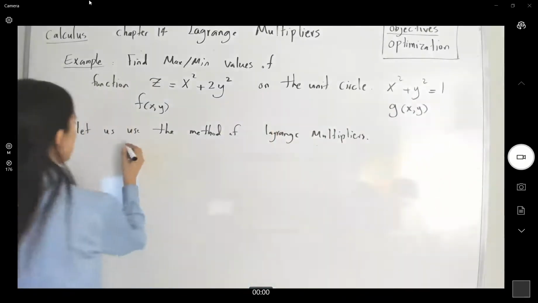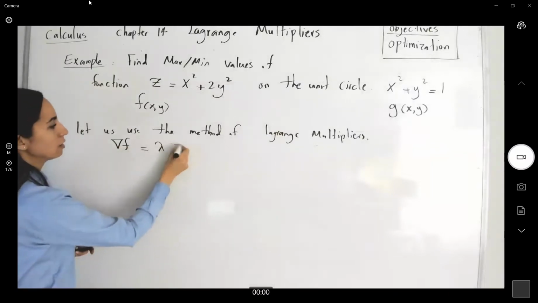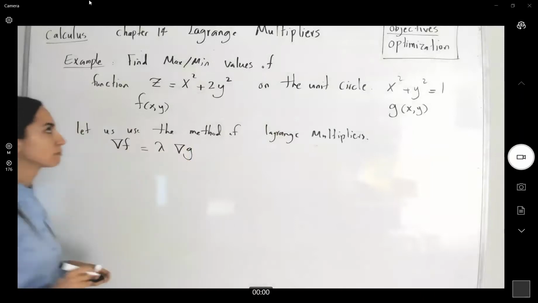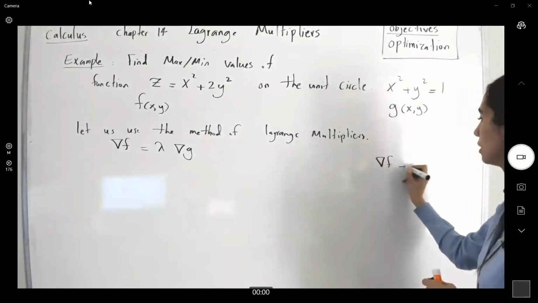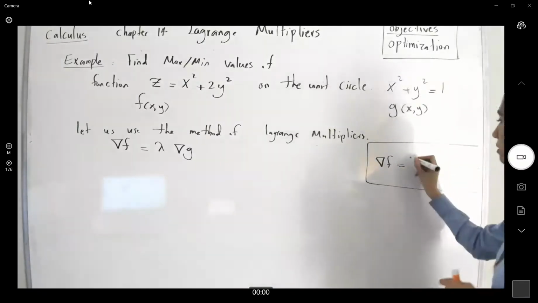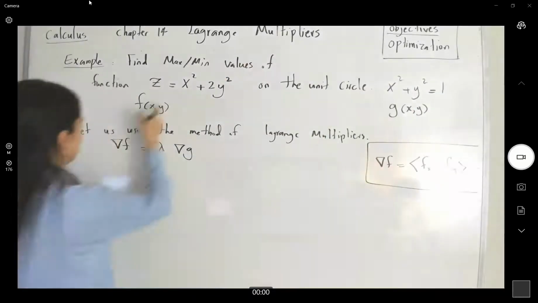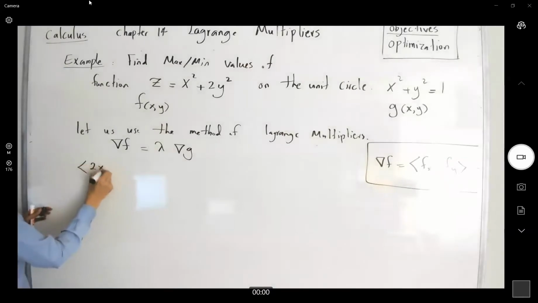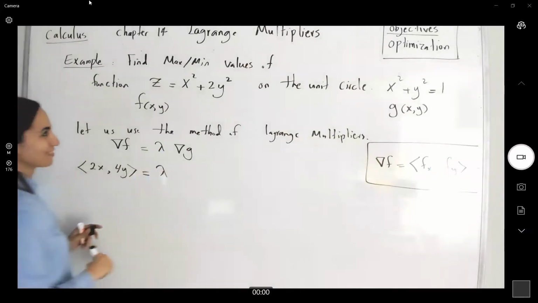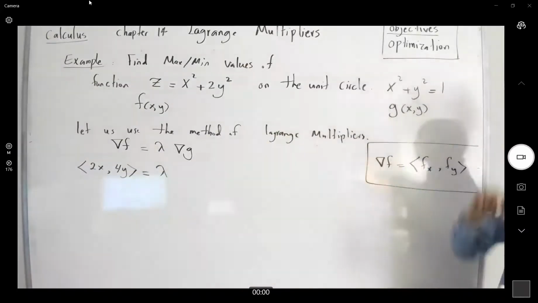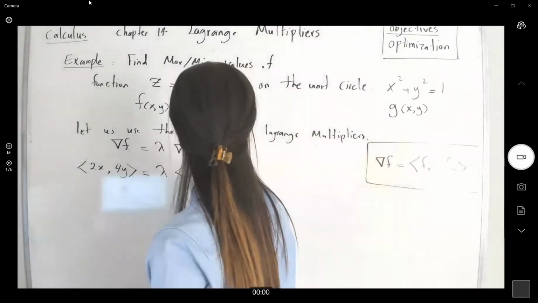So this method says, take the gradient of function f, set it equal to lambda times the gradient of function g. The gradient of f is a vector, f_x, comma, f_y. So this time, this vector is 2x, comma, 4y, equal to lambda times the gradient of function g, which is 2x and 2y.